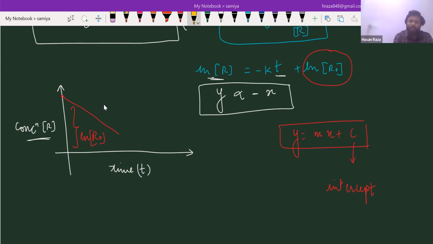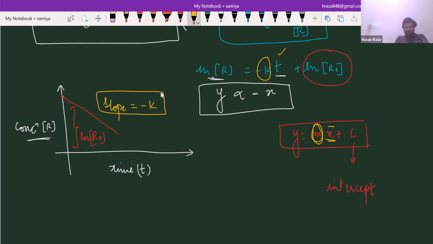Also, can anyone comment on the slope? What will be the value of slope here? I told you the multiplied quantity in x is the slope. So this is x and this is the multiplier, so the slope will be minus k. Is that clear, everyone? Yes, sir. Please do plot it and let me know.